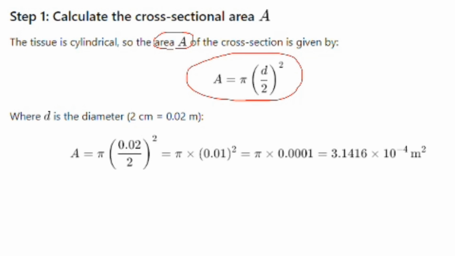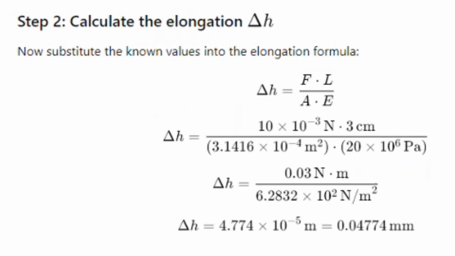Here d is the diameter of 2 centimeter. For calculation purposes, we are converting it into meters, so it is 0.02 meter. Using this, we can find our area, which is 3.1416 times 10 to the power of -4 square meter. Okay, let's begin step 2.